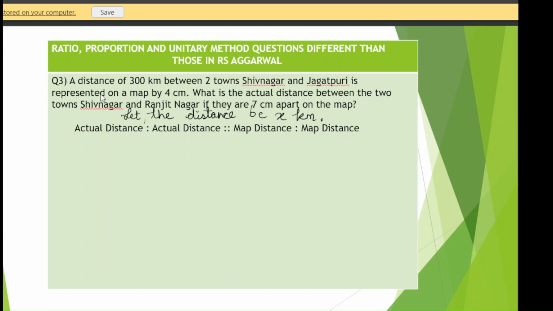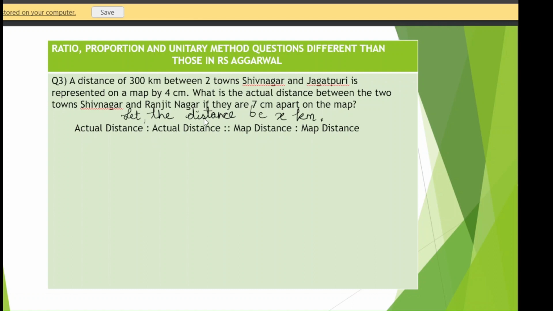on the map? So, one distance has been given, 300 kilometers between two towns, Shivnagar and Jagatpuri. And the distance between these same two towns is 4 centimeter on the map. That is also given. And we have to find the actual distance between Shivnagar and Ranjit Nagar if they are 7 centimeter apart on the map.